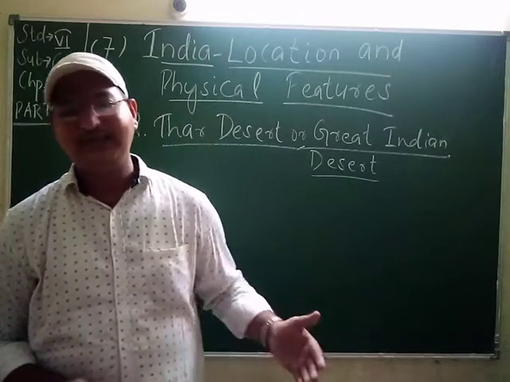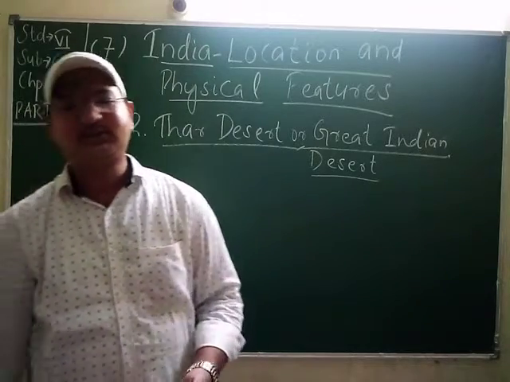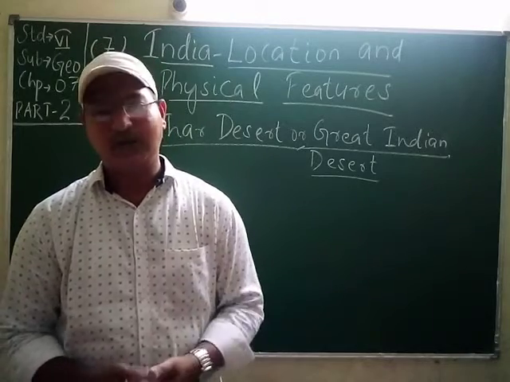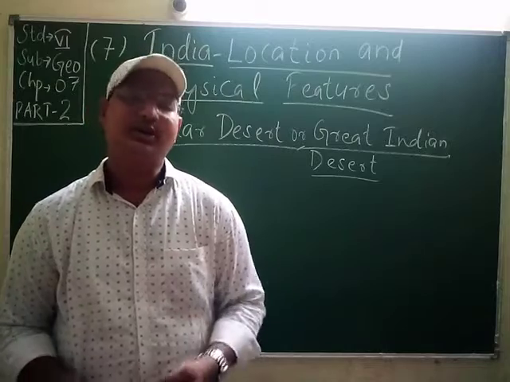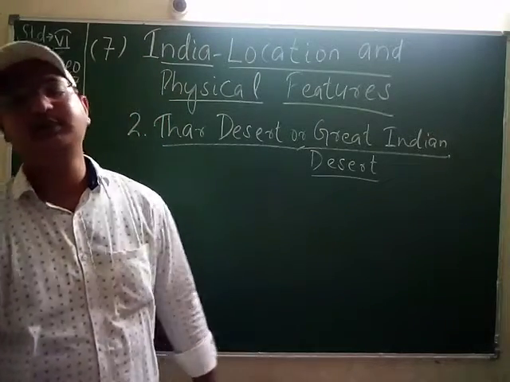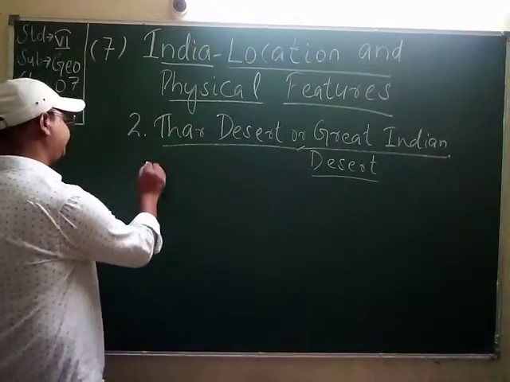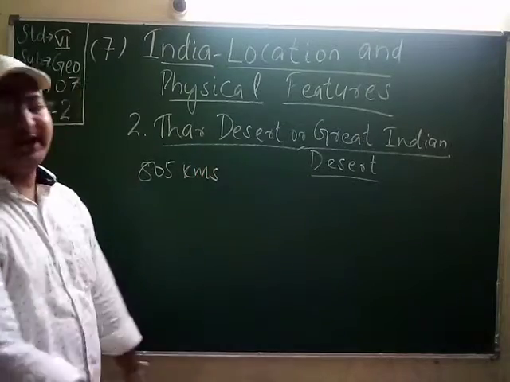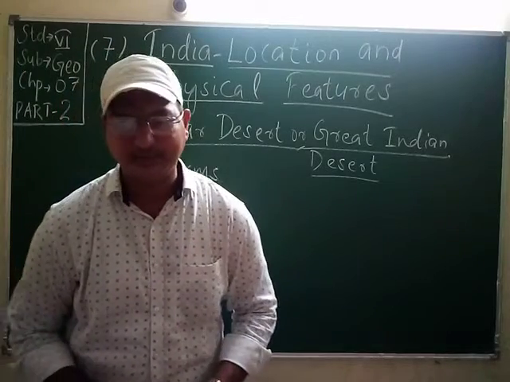To its south lies the salty marsh known as the Rann of Kutch in Gujarat, and the Aravallis run in a north-south direction on the eastern edge of the desert. Students, the Thar desert is situated in Rajasthan. It is spread over 805 kilometers and is located mainly in the state of Rajasthan.